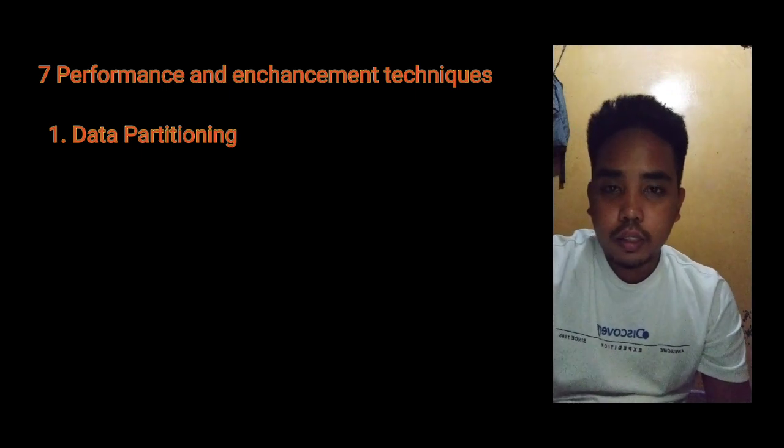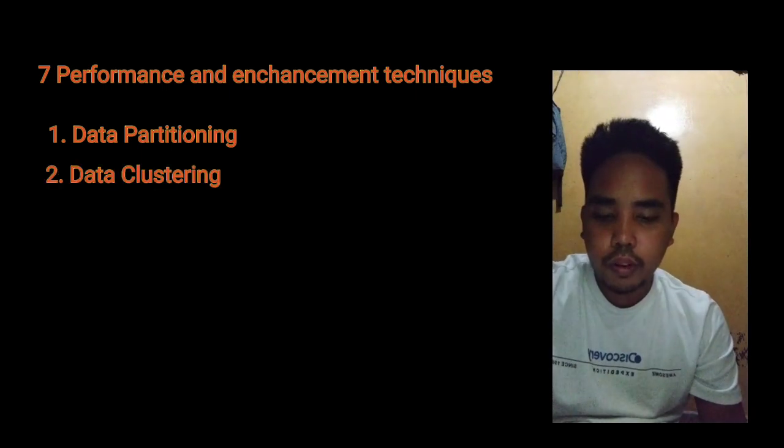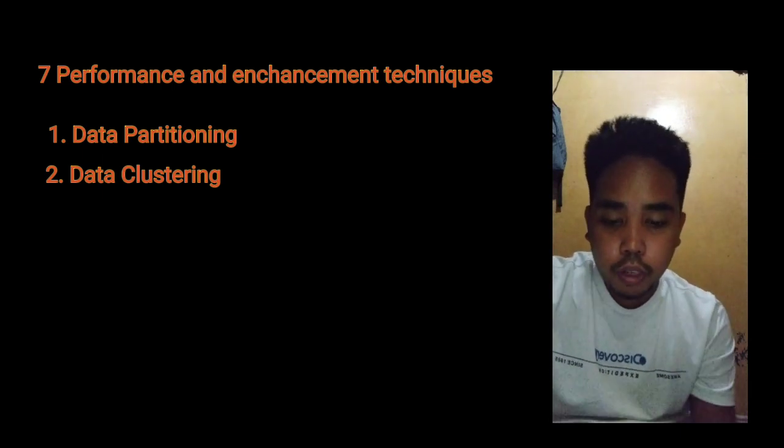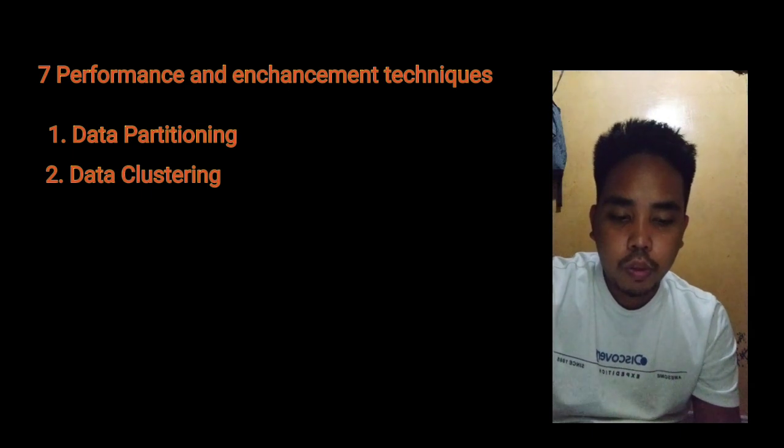So the next one is data clustering. It is a task of dividing the population or data points into a number of groups. In simple words, the aim is to segregate groups with similar traits and assign them into clusters.